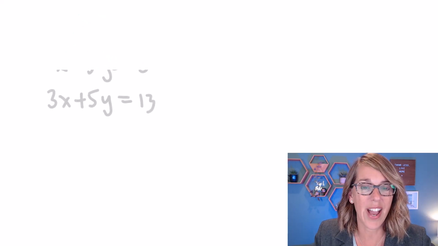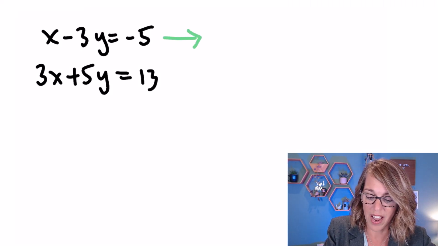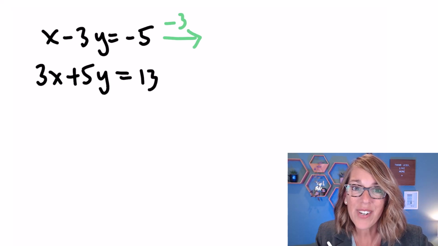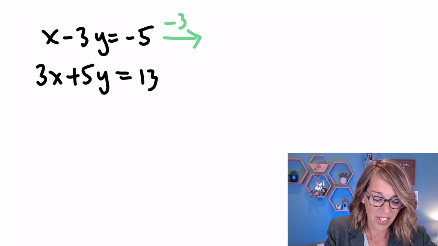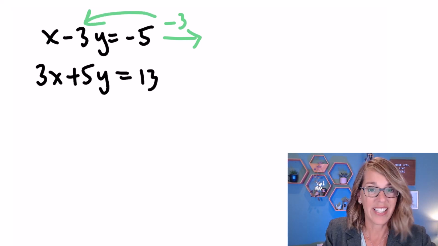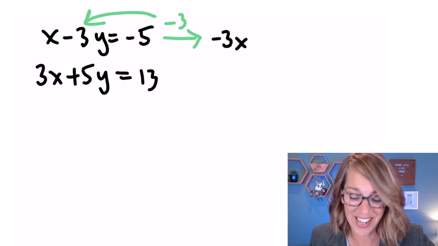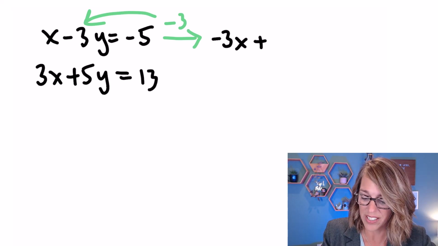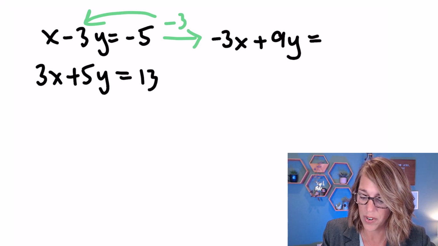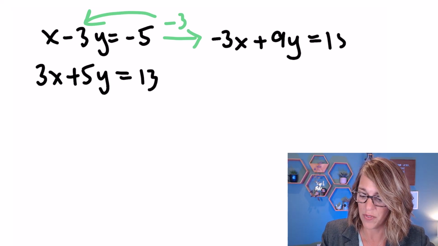So let's go ahead and take our equations, and I'm going to multiply that first equation by a -3. Every single thing in this first equation is going to get multiplied by a -3. So as I distribute that, I end up with -3 times the x is -3x, which is exactly what I wanted. And then -3 times the -3y, that's going to be plus 9y. Don't forget about the other side. -3 times -5 is equal to 15.